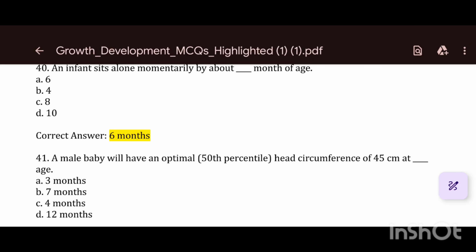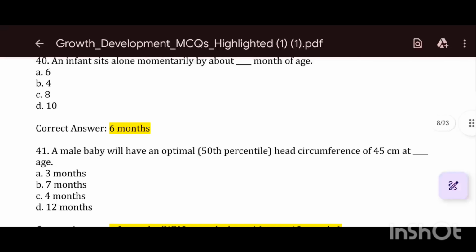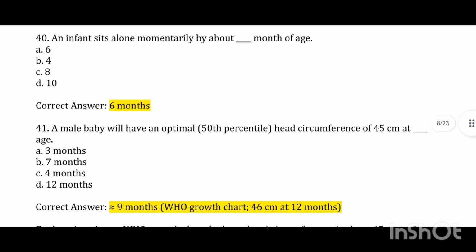So next comes to the question number 41. A male baby will have an optimal head circumference of 45 centimeter at dash age. The options are 3 month, 4 month, 12 month and 9 months. Sorry for the mistakes. For this question, option C, that is 9 month, is the correct answer. According to the WHO growth chart, it is 46 centimeter at 12 month, okay, and 45 centimeter at 9 month.